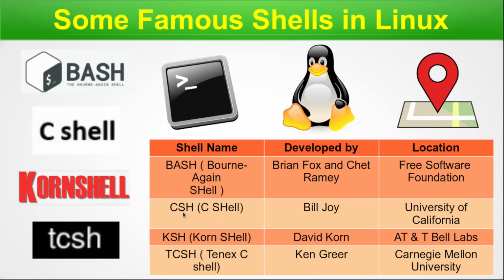C shell, that is CSH, was developed by Bill Joy at the University of California. KSH, Korn shell, was developed by David Korn at AT&T Bell Labs. TCSH, that is TENEX C shell, was developed by Ken Greer at Carnegie Mellon University. So you can see that the various shells were developed at various geographical locations and by different teams. That's why the Linux system is so popular.